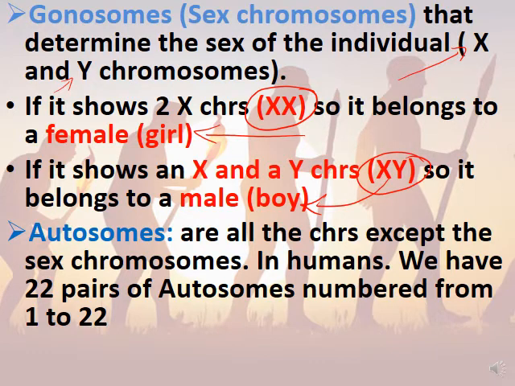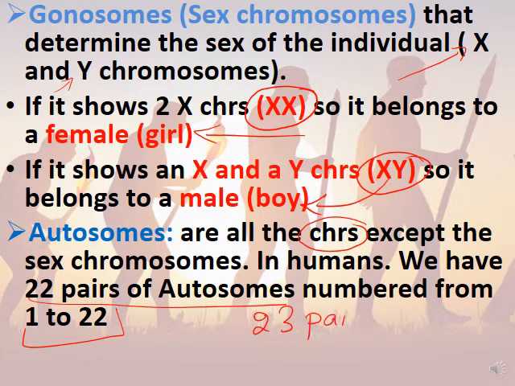Autosomes are all the chromosomes except the sex chromosomes. So we have 22 pairs of autosomes numbered from 1 to 22, and we have one pair of gonosomes, which is pair number 23. So we have 23 pairs. What is the number of chromosomes? 23 pairs, 23 times 2 is 46 chromosomes, including the autosomes and the gonosomes.